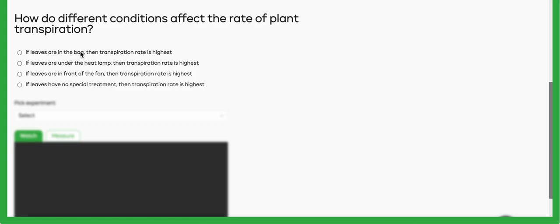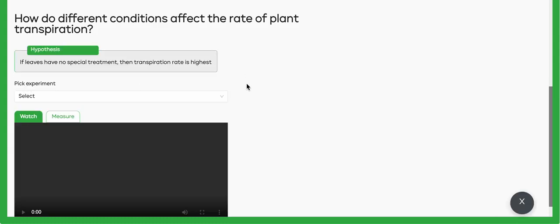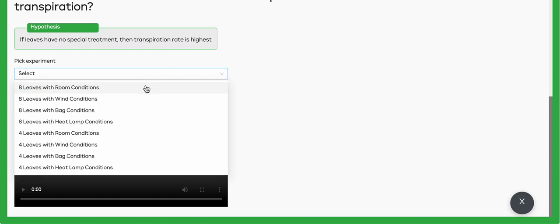We have bag conditions, we have a heat lamp condition, we have a fan that we put on the leaves, and then we have just a regular room condition. Pick which one you think is the highest. That's going to be your hypothesis, or write a hypothesis that you'd like to test. And then I'm going to go ahead and pick an experiment and run it to try to get some evidence.